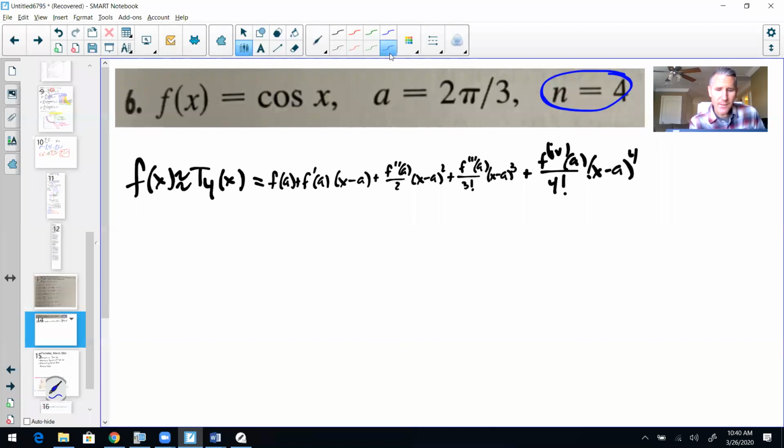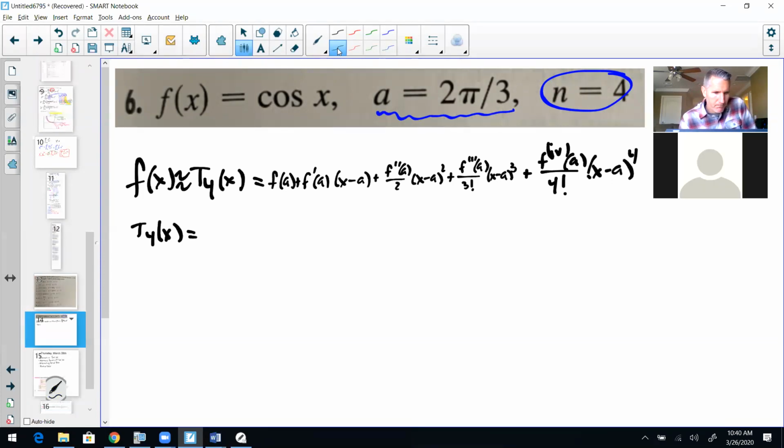a is 2 pi over 3. So really, T sub 4 of x starts with cosine of 2 pi over 3. Help me out with that. What is cosine of 2 pi over 3? Negative 1/2. Boom. Negative 1/2. Plus.